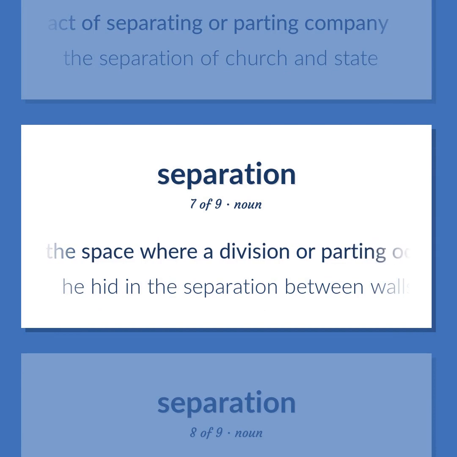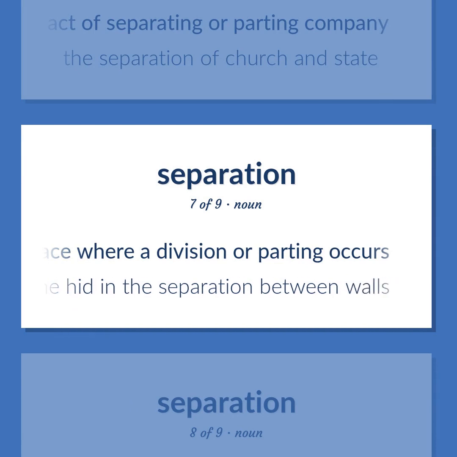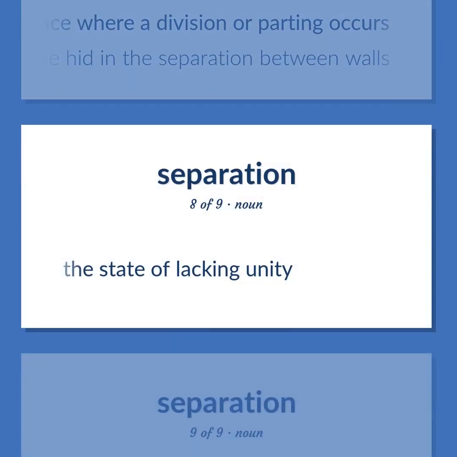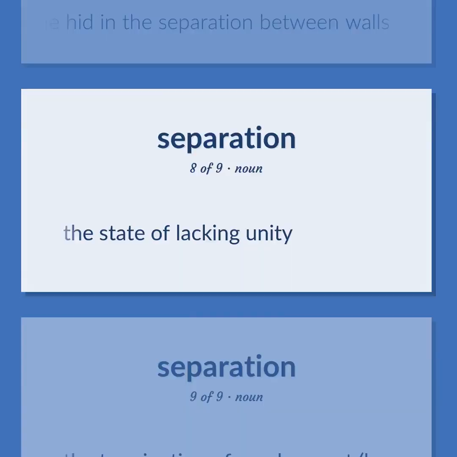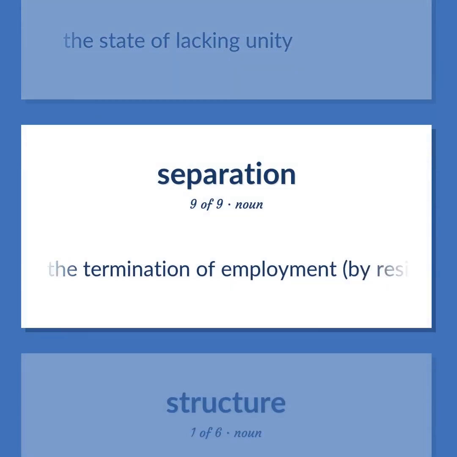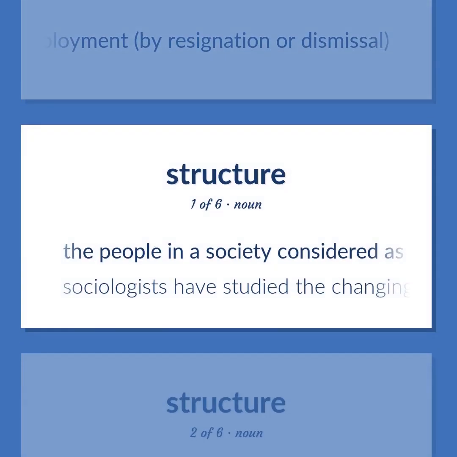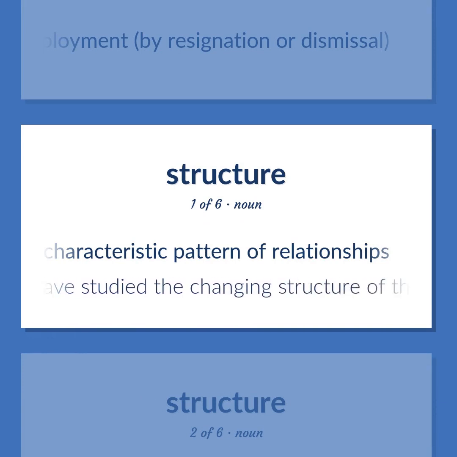The space where a division or parting occurs. He hid in the separation between walls. The state of lacking unity. The termination of employment, by resignation or dismissal. The people in a society considered as a system organized by a characteristic pattern of relationships. Sociologists have studied the changing structure of the family.